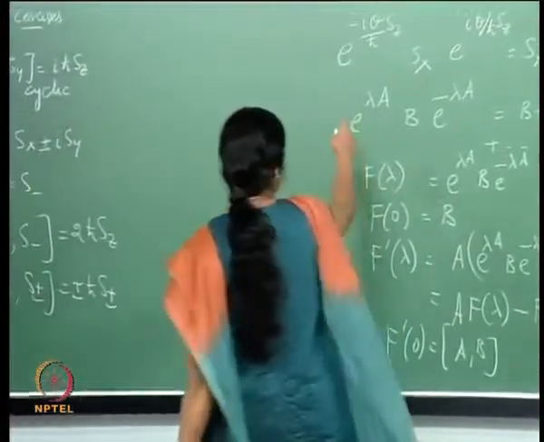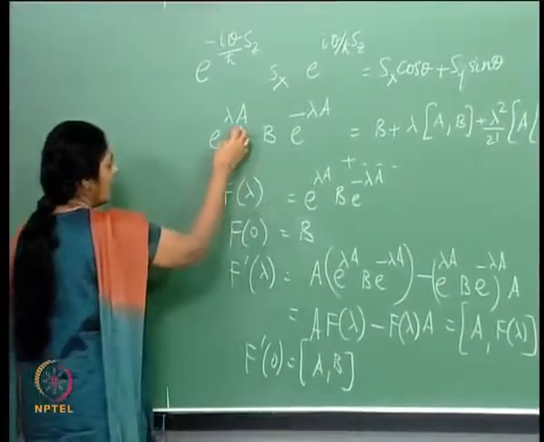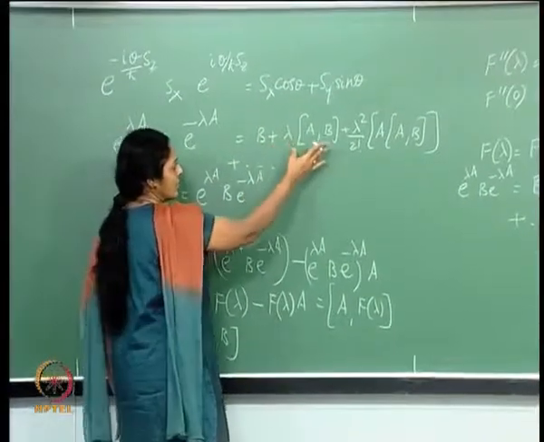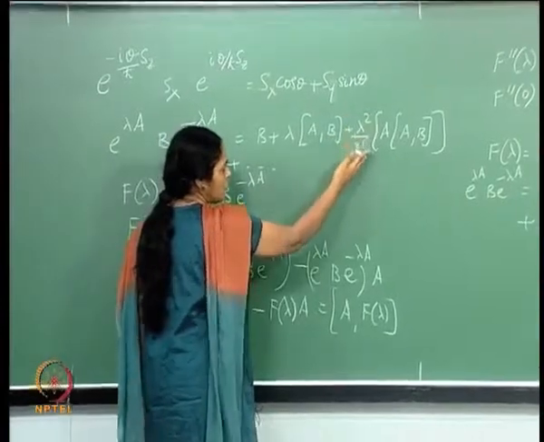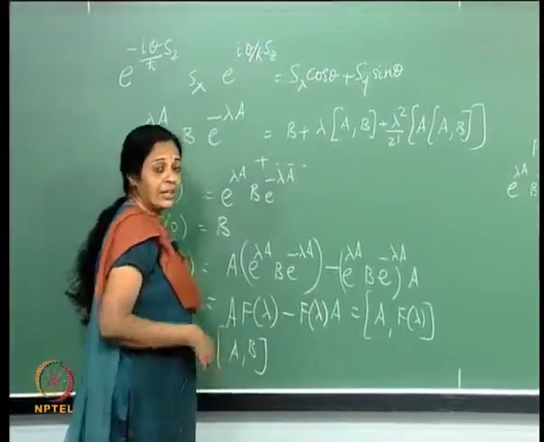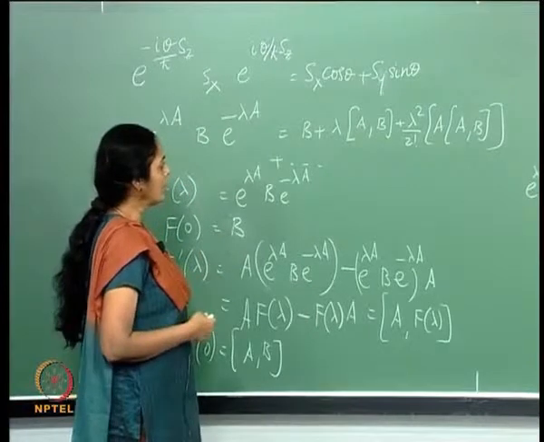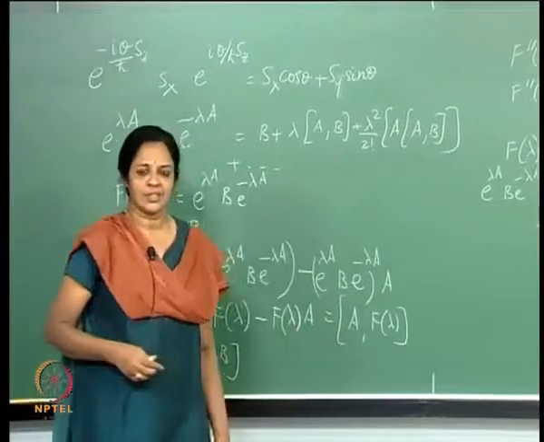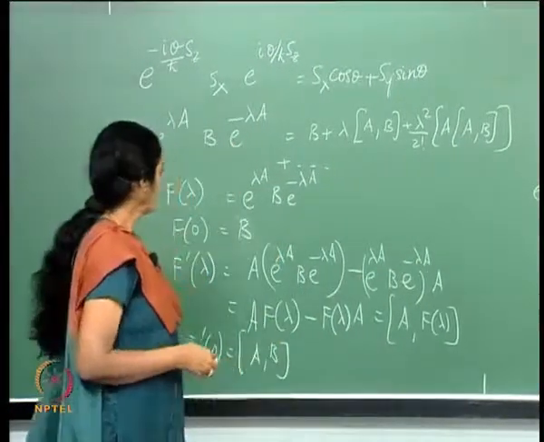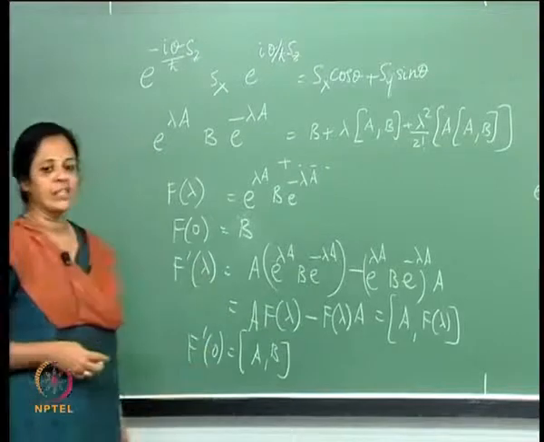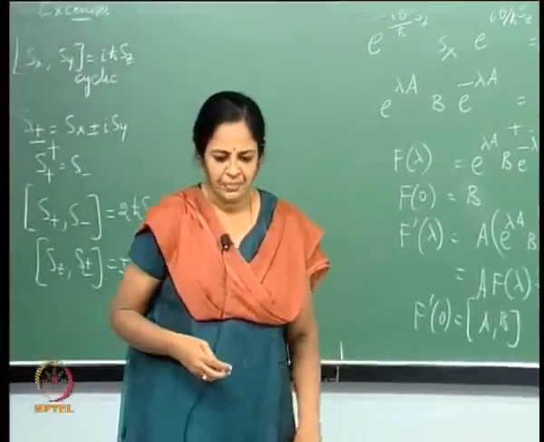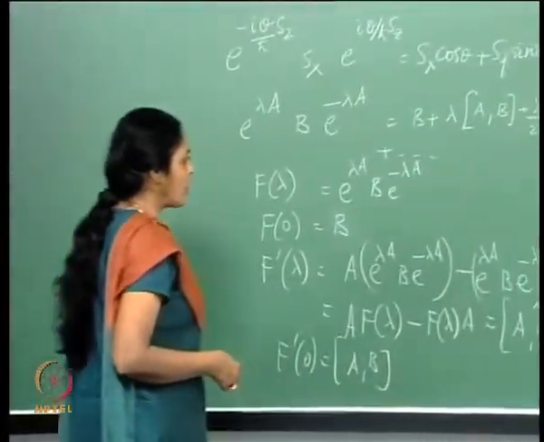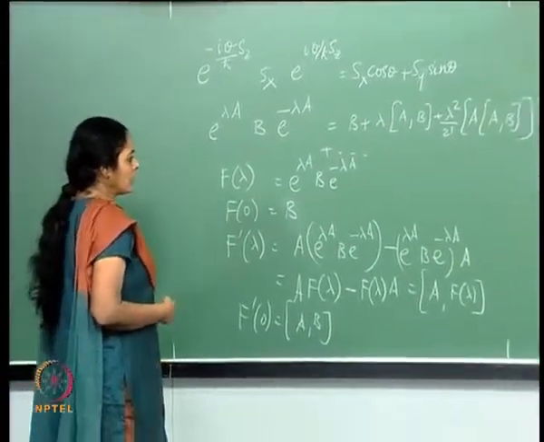So, this is the general identity: e to the lambda a b e to the minus lambda a is b plus lambda times this commutator plus lambda squared by 2 factorial [a, [a, b]] commutator, and so on. So, clearly this infinite series will terminate if one of these commutators is 0. I use this specifically in the context of squeezing and displacement operators when we discuss the harmonic oscillator problem and quantum optics.